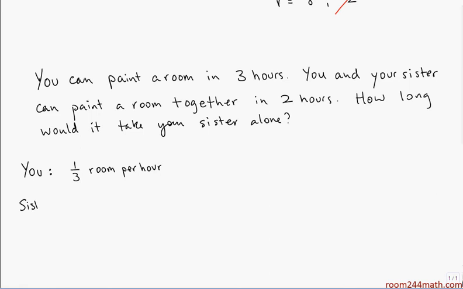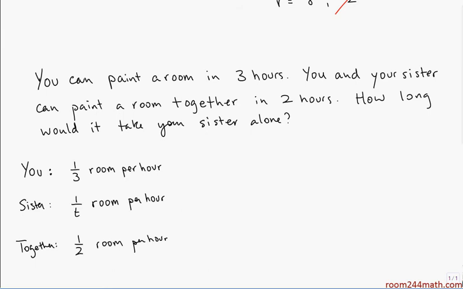Now, your sister. We don't know how long it takes your sister to finish a room on her own. That's what we're trying to find. So let's let that variable be t, which means that she can finish 1 over t of a room per hour. And then together, we were told that you can finish a room in 2 hours, which means that together you can finish a half of a room per hour.